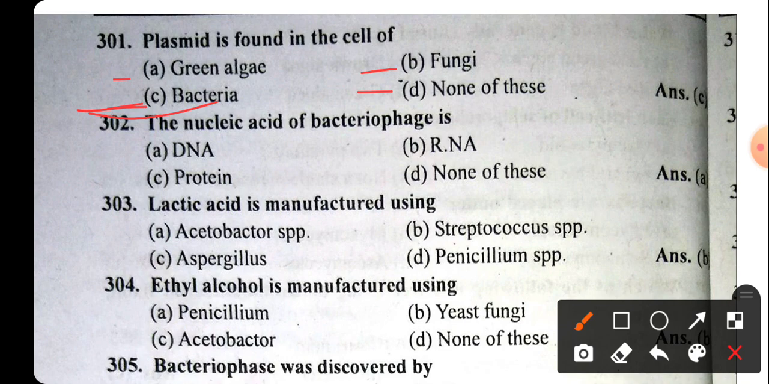The nucleic acid of bacteriophage, that is the nucleic acid present in the bacteriophage stage, is DNA. So option number A will be the right answer. Lactic acid is manufactured using Streptococcus, Spirillum. Okay, option number B will be the right answer.